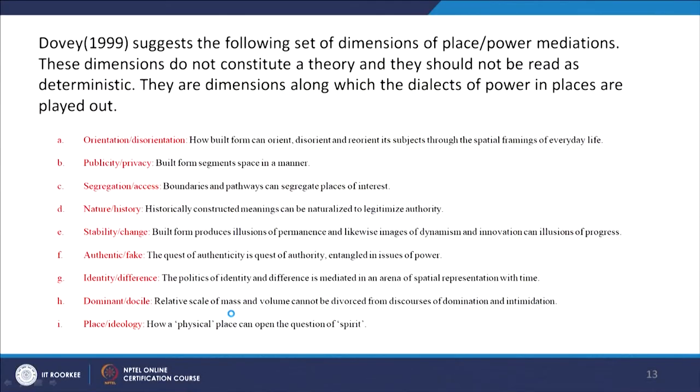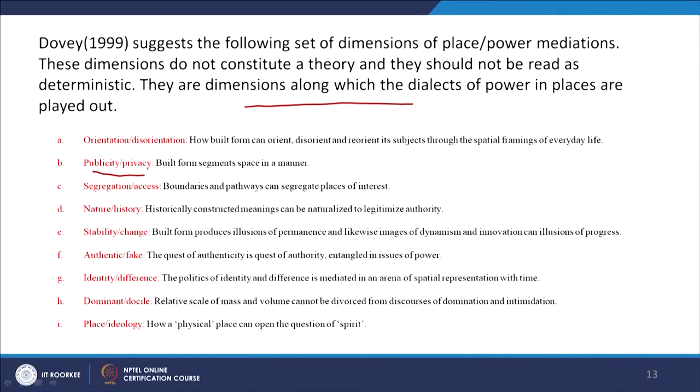So, lastly, what Dovey talks about in his first chapter is that he sets out the dimensions of place and power mediations. They do not necessarily constitute a theory, but they should not be read as deterministic. These are the dimensions along which the dialectics of power in places are played out. I'll just read out a few, and in the following class we'll talk about some of the case studies and his methods of work. For instance, orientation versus disorientation: how built form can orient, disorient or reorient its subjects through the spatial framings of everyday life.